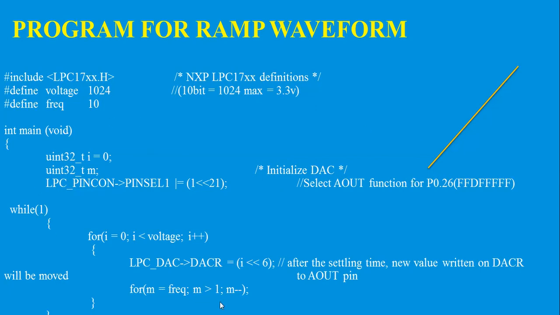Similarly, you can generate a negative ramp by initializing the I value as voltage, comparing whether I is greater than 0, and decrementing the value of I for each iteration. Thereby you can generate a negative ramp wave. This is how to generate a ramp wave with the help of the inbuilt DAC.